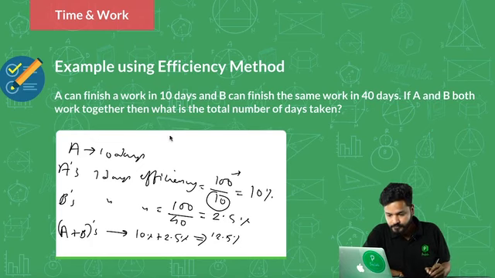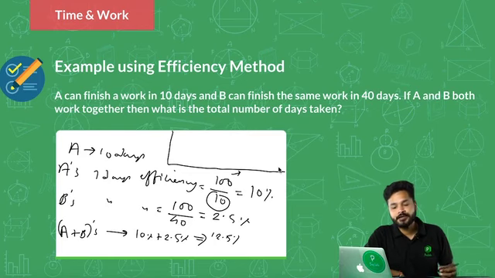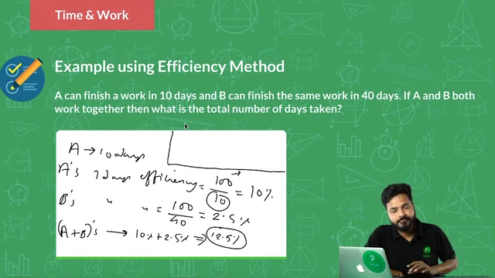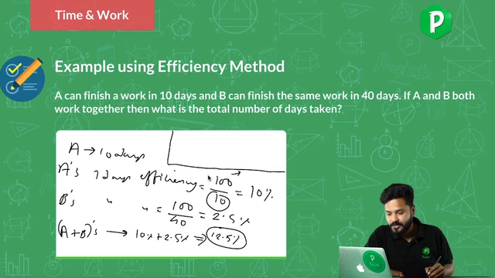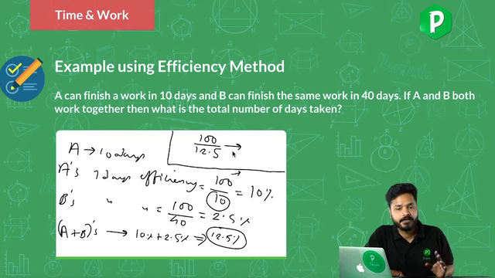Clear? So now I know A plus B's combined 1 day's efficiency. So this is their combined 1 day's efficiency. So to find the number of days needed by A and B to complete the entire work would be nothing but 100, the work, upon 12.5. This will give me the number of days taken by A and B while working together.